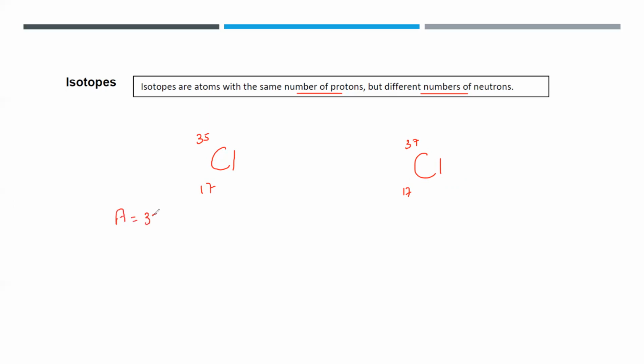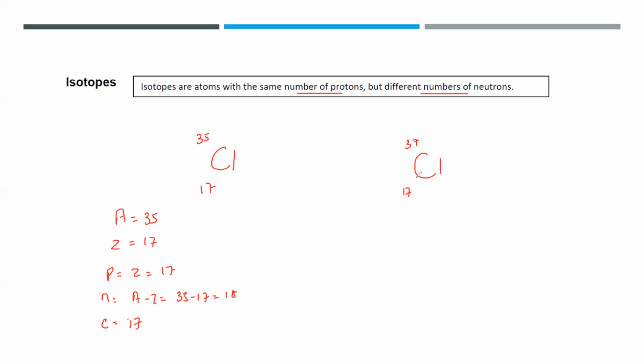So what is A here in the first isotope? A is equal to 35. What is Z here? Z is equal to 17. To get the number of protons, that is given by Z, so that is 17. To get the number of neutrons, it is A minus Z, so that will be 35 minus 17, equal to 18. And to get the number of electrons, that is also the same number as protons, because it's a neutral atom, so it will be 17.